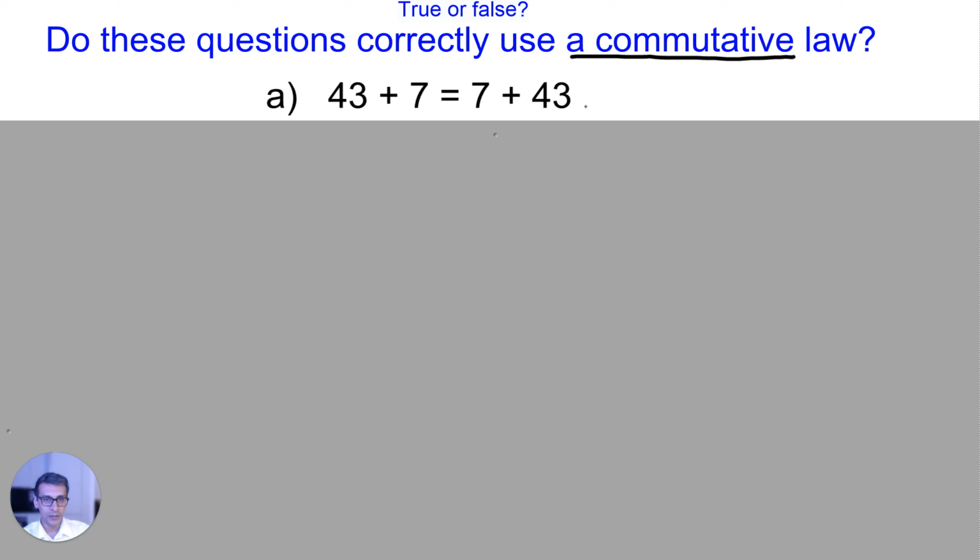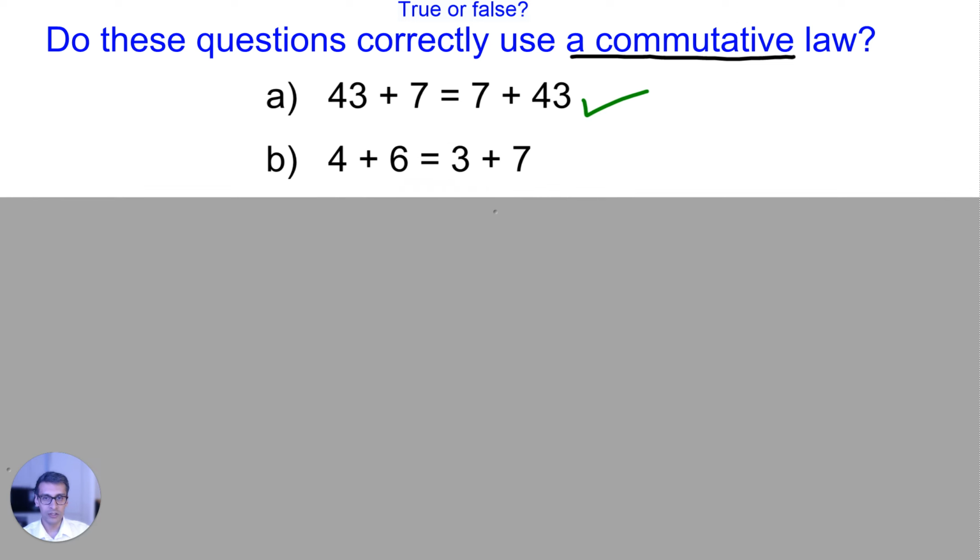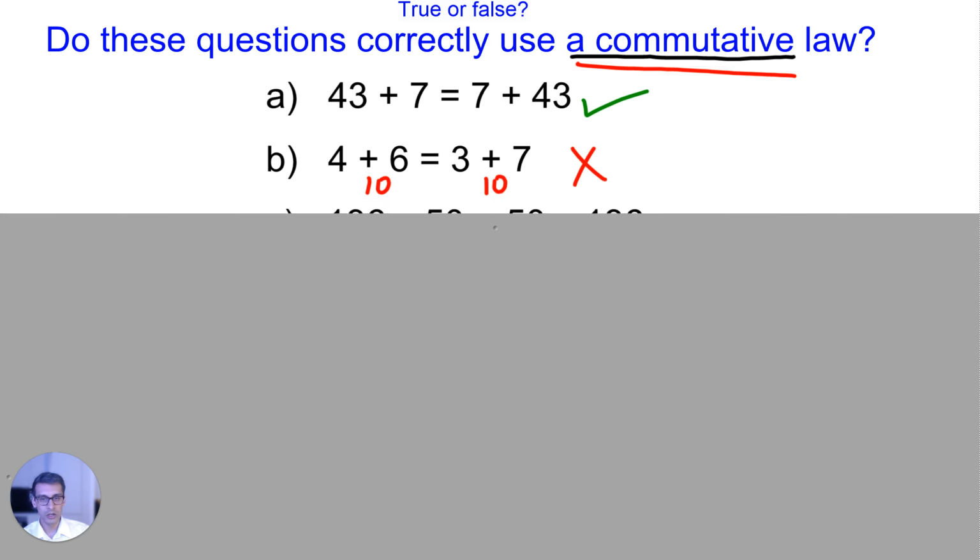So I hope you said that this was true, because it's the commutative law of addition. Decide whether this is true. Okay, so you probably noticed 4 plus 6 is 10, and 3 plus 7 is also 10. So mathematically as a statement it's true, but it's not using the commutative law. So this is false.